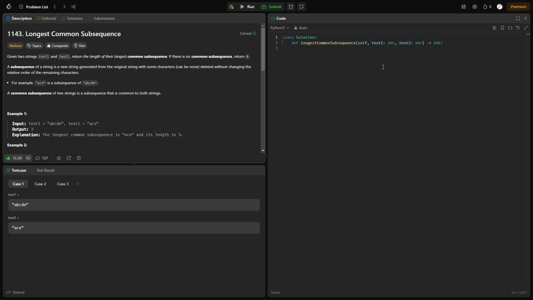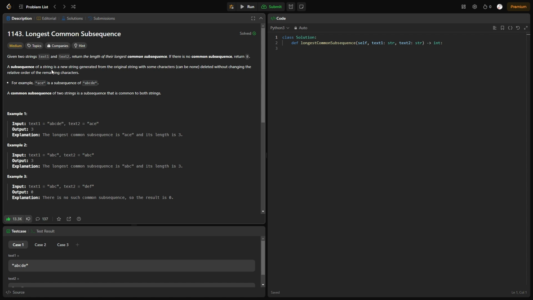Longest common subsequence. So in longest common subsequence, we're given two strings, text1 and text2, and we want to return the length of the longest common subsequence. Or if there's no common subsequence, we can return 0. So a subsequence in this case is a new string generated from the original string with some characters deleted without changing their relative orders. So for example, ace is a subsequence of A, B, C, D, E.